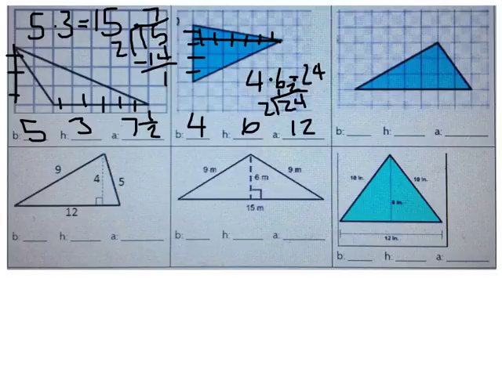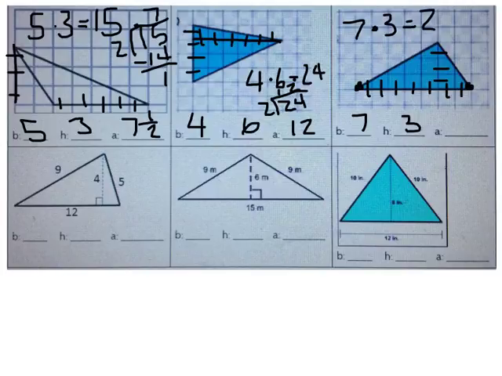Now you try one. What's the base, height, and area of the next triangle? The base is 7 and the height is 3. Now I can find the area. 7 times 3 is 21. 21 divided by 2 is 10 1/2.